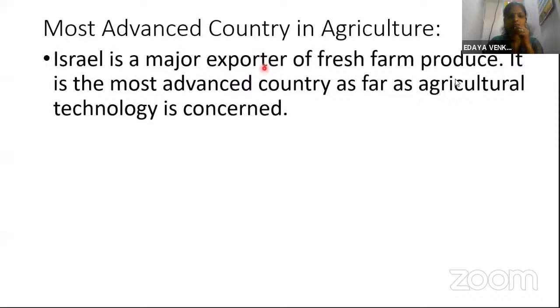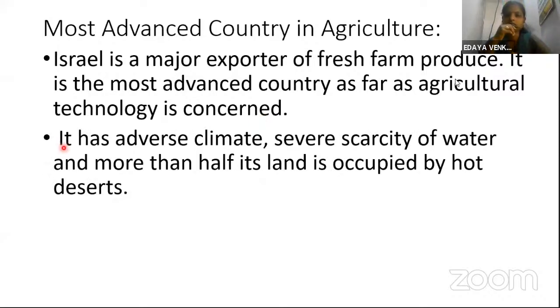Israel is a major exporter of fresh farm produce. It is the most advanced country as far as agricultural technology is concerned. In the world, Israel is the most advanced country in agriculture. It has adverse climate, severe scarcity of water, and more than half of its land is occupied by hot deserts. So it's not advanced due to favorable climatic conditions.